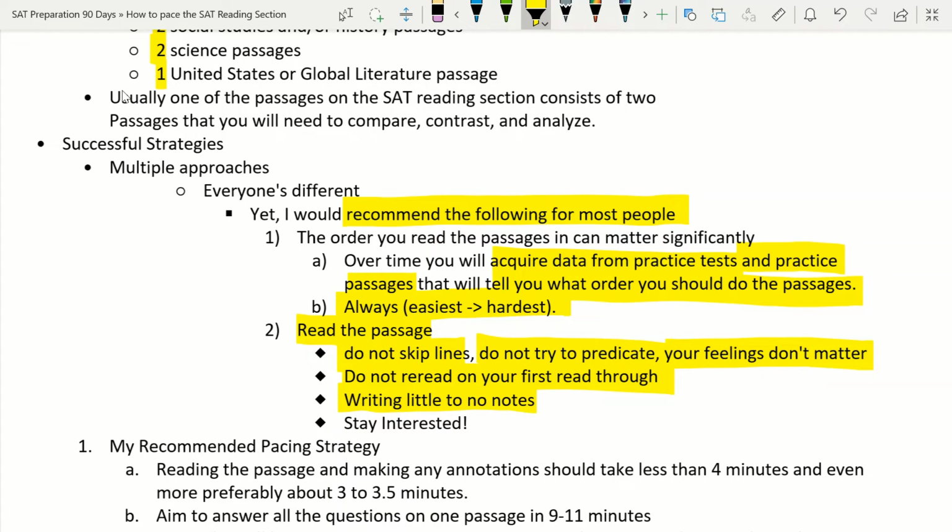Keep in mind I'm talking about your initial read through on this. And I also recommend staying very, very interested in the passage, because if you're interested in the passage, you're going to remember it better. As far as writing little to no notes, what I mean by that is, as you read through, try to never stop reading. So on your initial read through, try to never stop reading. That means you can underline, circle things, box things, but just try to always keep reading.